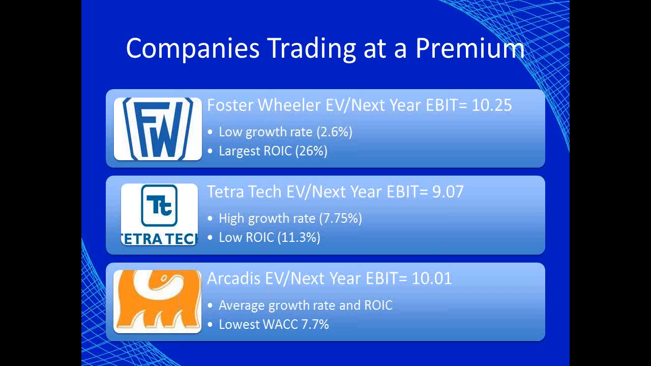Looking at Tetra Tech, they had a multiple of 9.07, and it was kind of the opposite of Foster Wheeler and how they came to their multiple. Tetra Tech had a very high growth rate of 7.75%, and then a lower ROIC of 11.3%.